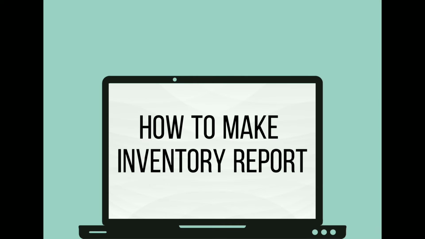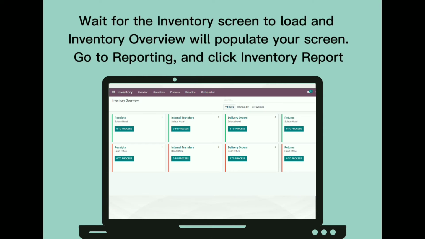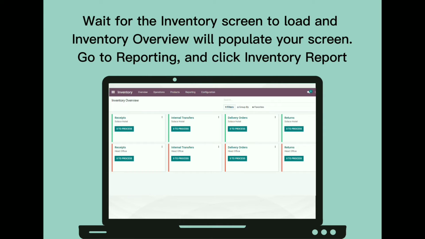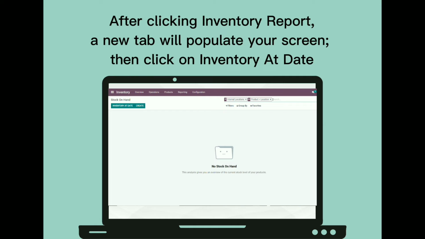To make an inventory report, on your Applications tab, click on Inventory Application. Wait for the inventory screen to load and Inventory Overview will populate your screen. Go to Reporting and click Inventory Report. After clicking Inventory Report, a new tab will populate your screen.